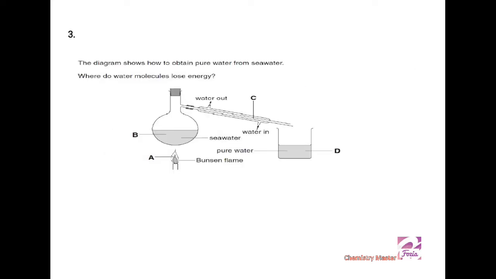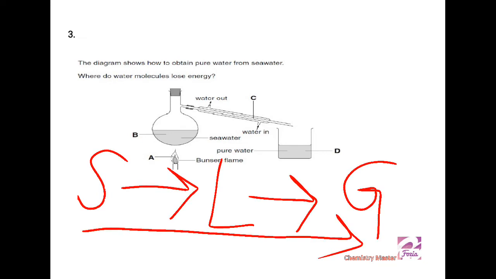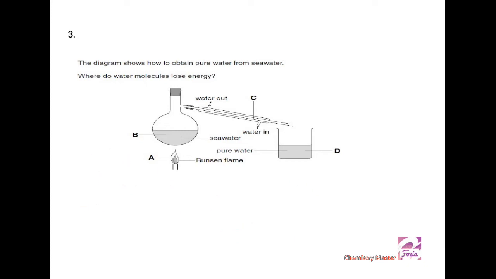The third MCQ is, the diagram shows how to obtain pure water from seawater. Where do water molecules lose energy? It is a very tricky question. If the particles are absorbing heat energy, it means they are gaining more energy. When solids are heated, the particles absorb energy to convert into liquid state. On further heating, the liquid particles absorb more kinetic energy to convert into the gaseous phase. So the absorption of energy happens from solid to gaseous state change. But let's see how it happens.